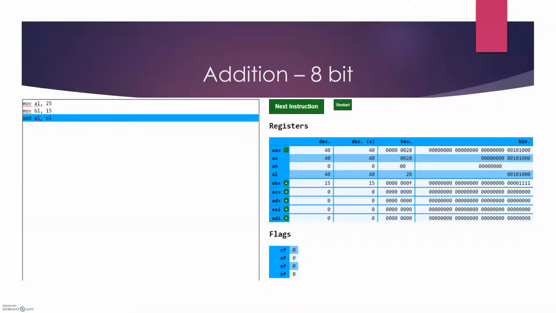So here's an example of how you add two numbers in an 8-bit source. I have two registers, AL and BL. I assign the value 25 to AL, and move BL means assigning the value 15 to BL, and I'm adding both numbers at the last. Here you can see my result is 40.